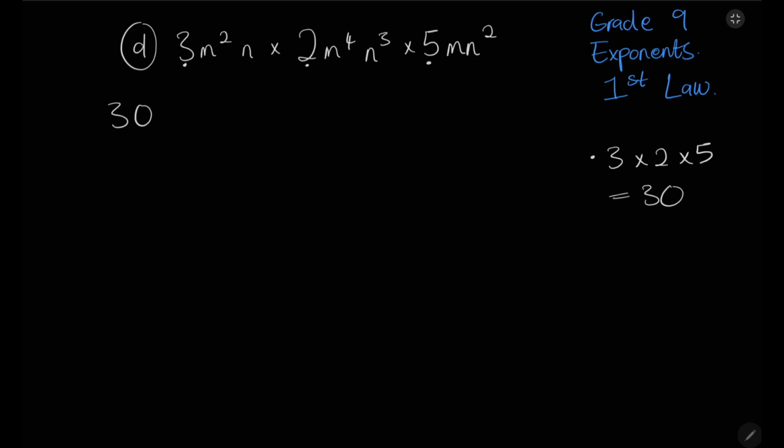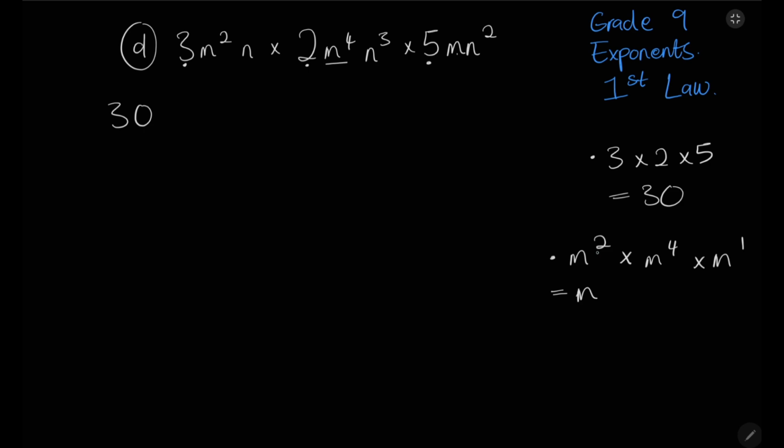Remember that we add the exponents of the matching variables. What do we have? We have m, n, m, n, m, n. How many m's do we have? We have 1, 2, 3. So we can start with the m's. Notes on the side will say m squared times m to the power 4 times m. It's just m, which is basically m to the power 1. Do we have the same base? We have m, m, and m. Yes. So we write down our base.